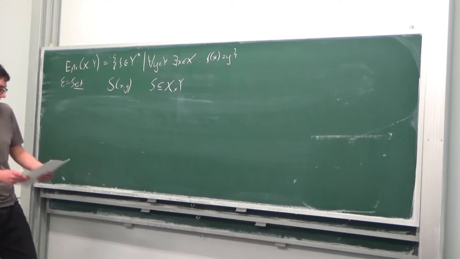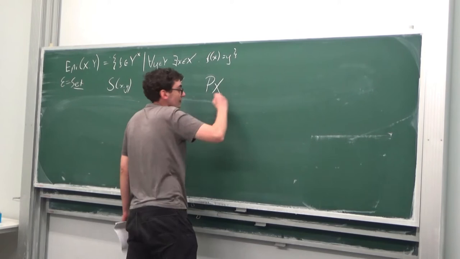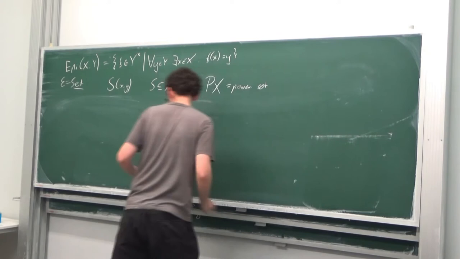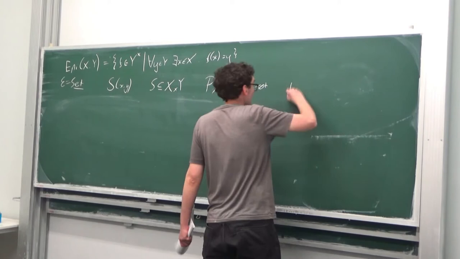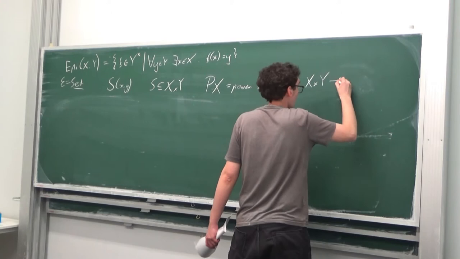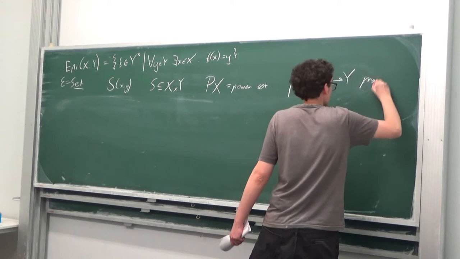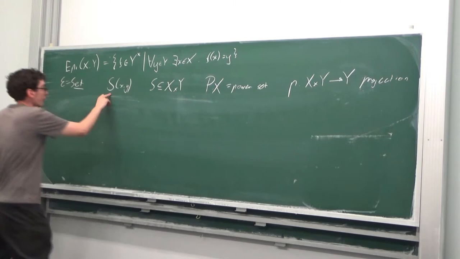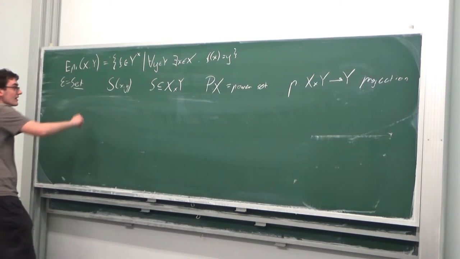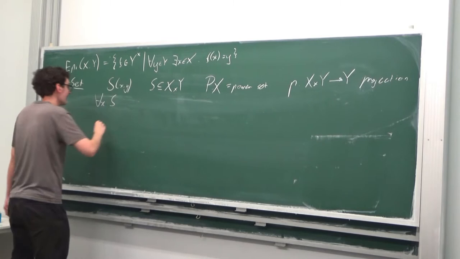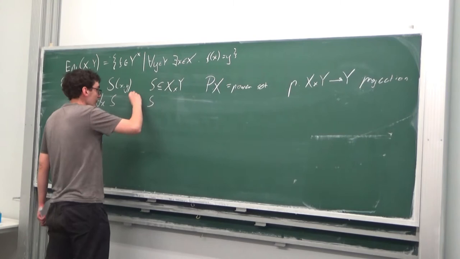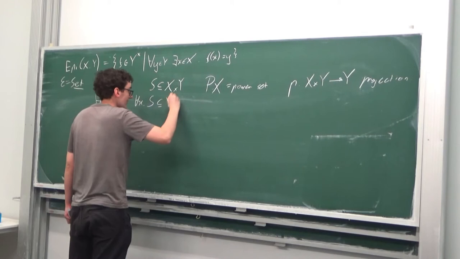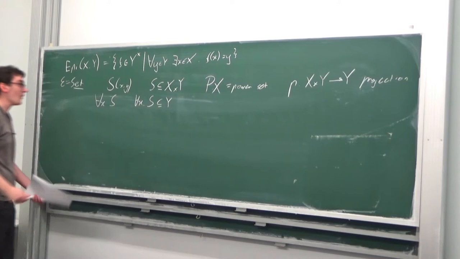I'm going to write throughout, given a set X, PX for the power set. And for reasons that will become clear later on, I'm going to write p, which goes from X cross Y to Y, for the projection. So if we have some formula or predicate S(X, Y), and we want to construct a new formula for all X, S, then it would make sense that it should capture the X, and so now this should just be a subset of Y. So it's the set of Y such that for all X, this is in S.